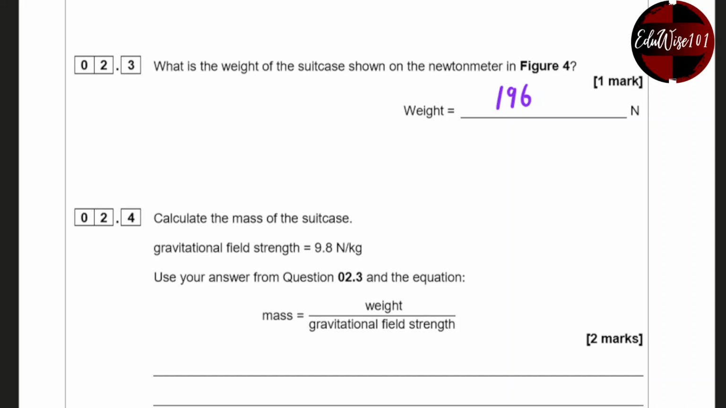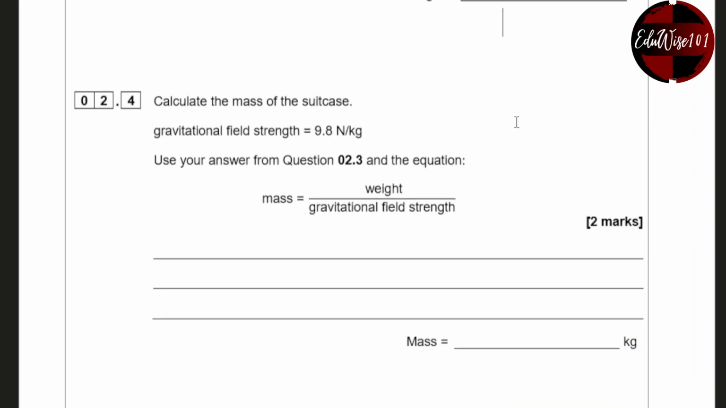Calculate the mass of the suitcase. Gravitational field strength equals 9.8. Use your answer from question 2.3 and the equation. So we have to use this 196 in our answer. So our weight was 196. 196 divided by 9.8, which is the gravitational field strength. That gives us 20 kilogram.